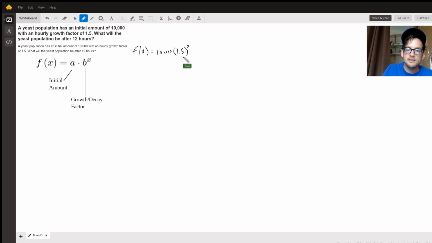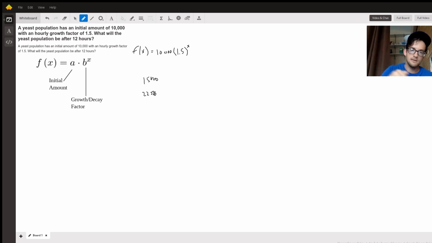And so essentially what this is saying, 1.5 means every hour your amount of yeast is going to multiply by 1.5. So after 1 hour, we'd have 10,000 times 1.5, which is going to be 15,000. Okay, and then after another hour, we'd multiply by 1.5 again, and that'd be, I think, 22,500. And we just keep multiplying by 1.5, basically 12 times until we finally get our answer. But that's going to take a second.